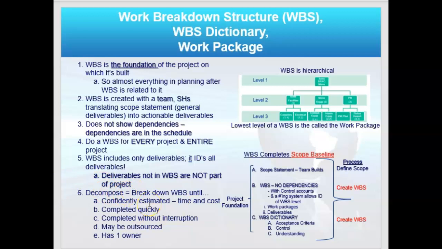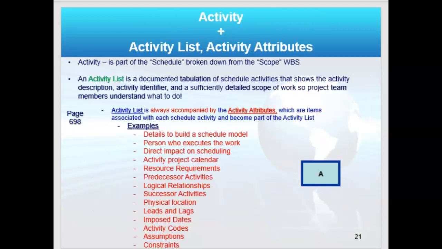When do you stop decomposing? Well, here are some rules of thumb. Another way to say rules of thumb is the term heuristic. It's a heuristic. These are rules of thumb. If I can complete the package quickly, I'm probably done breaking it down. If it has to be outsourced through procurement, I'm done breaking it down. If it has one owner in that process, one owner of the work package, then I'm done. That sort of thing.